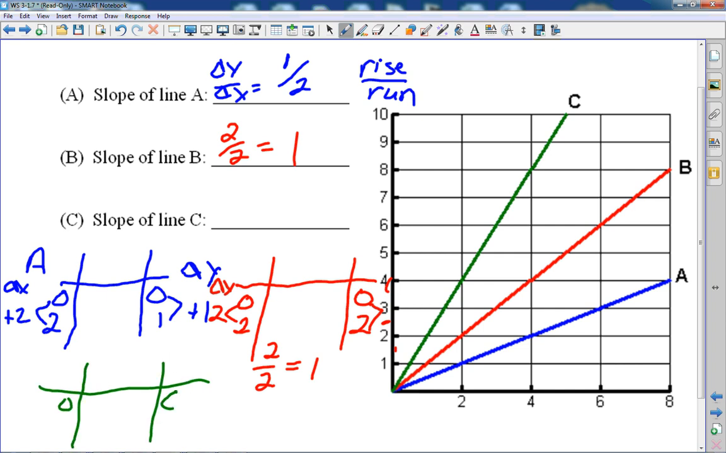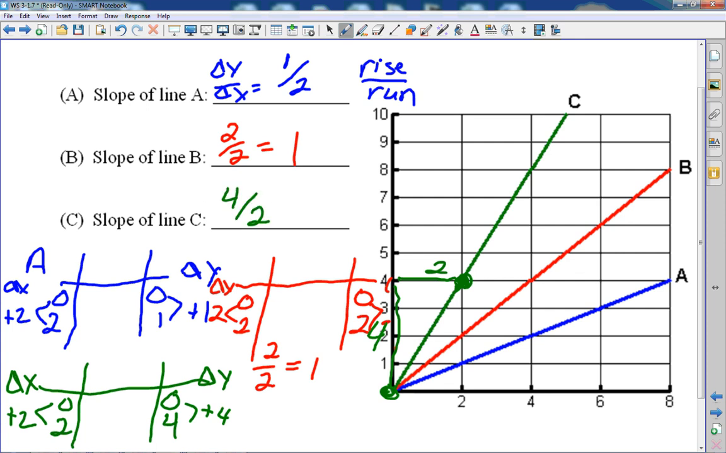0, 0. That's where I'm starting from right here. I'm going to go over here. I'm going to go up to my line and put a dot. What's that ordered pair? Well, it's 2, 4. So you could do delta y plus 4 over delta x plus 2. Up 4 and over 2. Rise over run. 4 divided by 2 is 2.